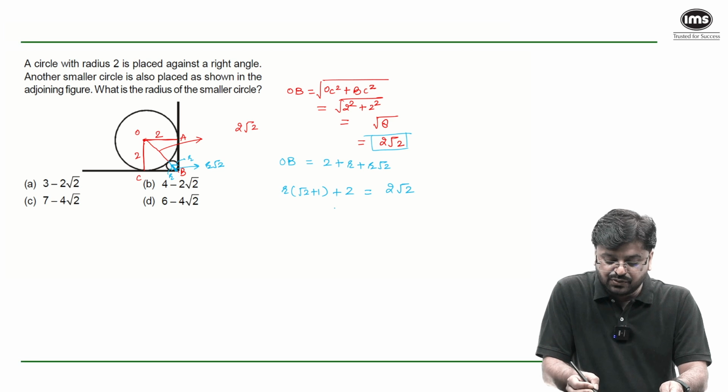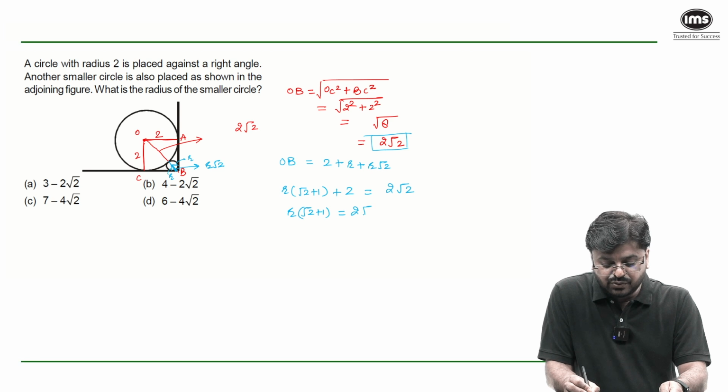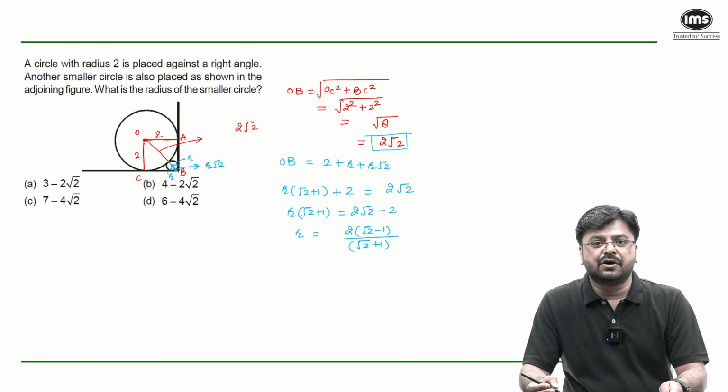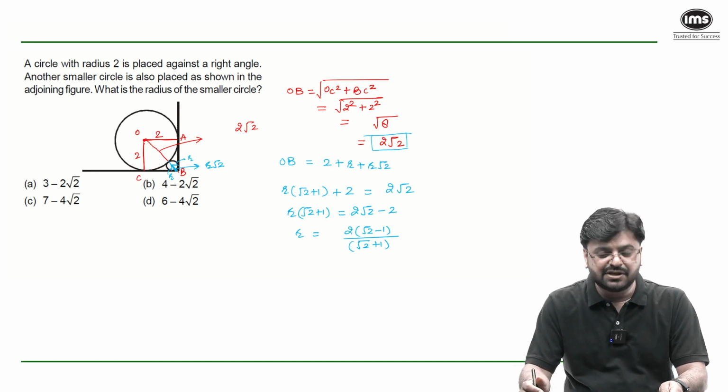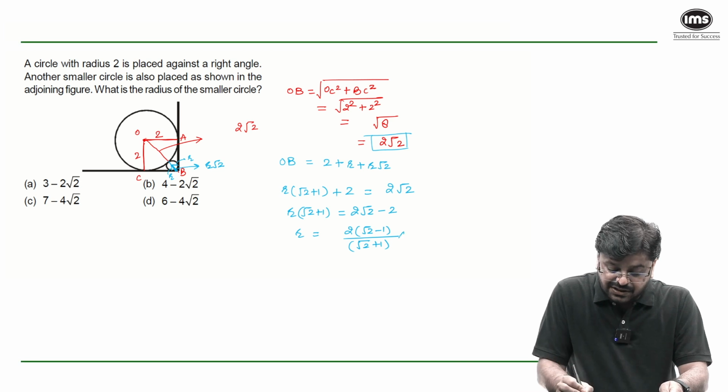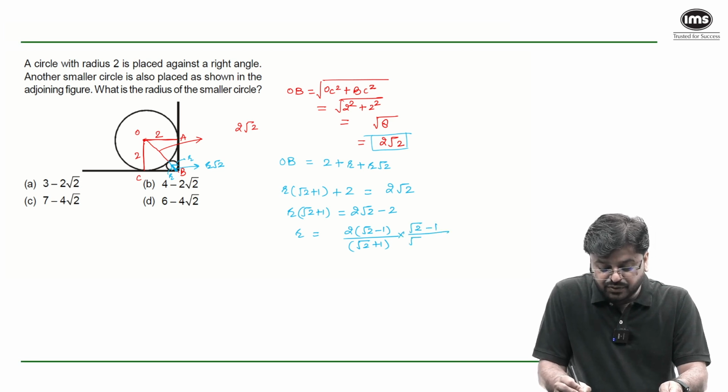Now taking this 2 to the right side, it is r root 2 plus 1 equal to 2 root 2 minus 2. This can also be written as, taking 2 common, root 2 minus 1 upon root 2 plus 1. Because my answer options are rationalized here, we'll rationalize this. Let's multiply this with root 2 minus 1 upon root 2 minus 1.